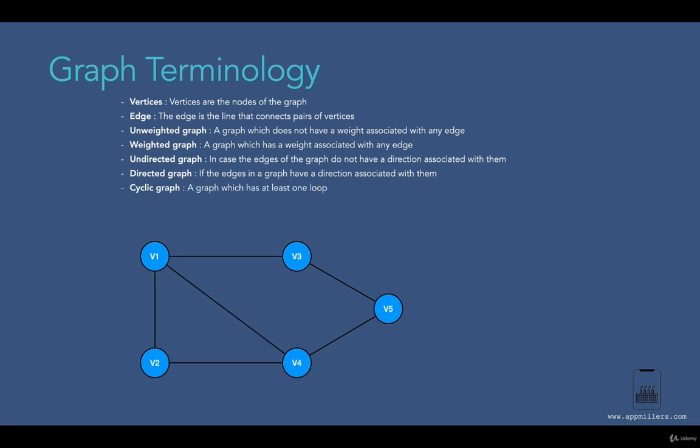The next terminology is cyclic graph. If in a graph we have at least one loop, in this case we can call this graph cyclic graph. So here you can see that from V1 we can go to V2, then we can go to V4, then from V4 we can come back to V1 over here. So here you see that we have circle over here. So this means that this is cyclic graph. Now in this case we have 2 circles over here, so we have another circle like this from V1 to V4, then V5, then V3, then V1. So as you can see, we have 2 circles over here. So if in a graph we have at least 1 circle, it means that this is cyclic graph.